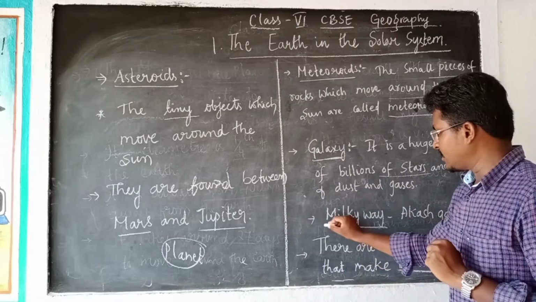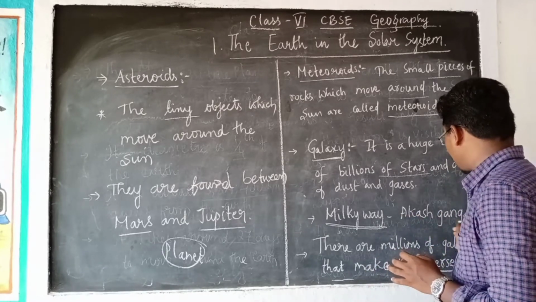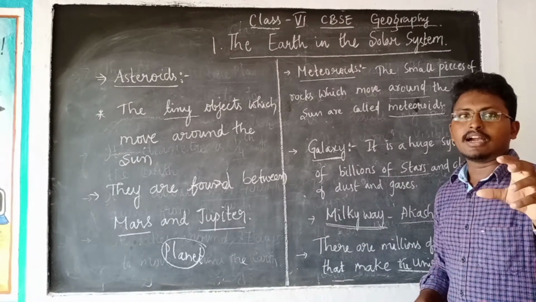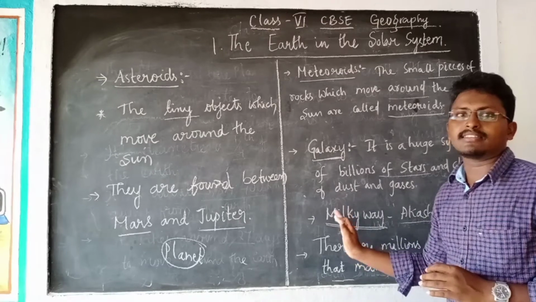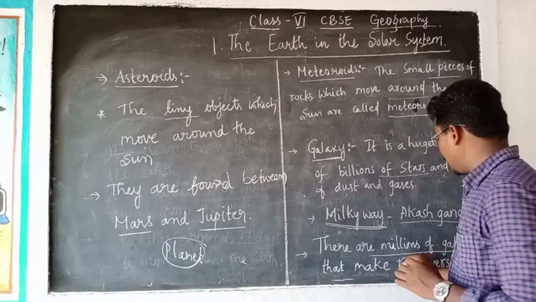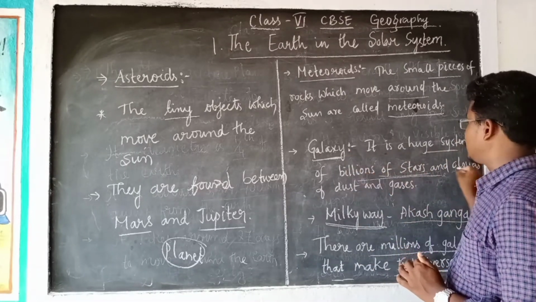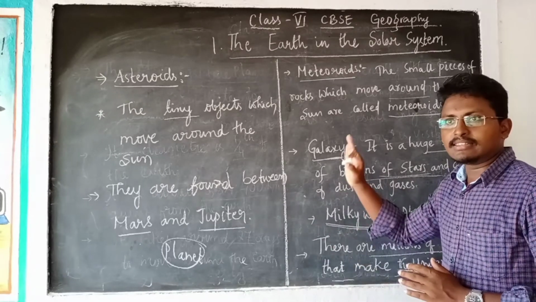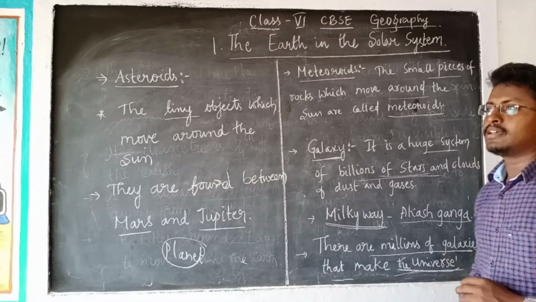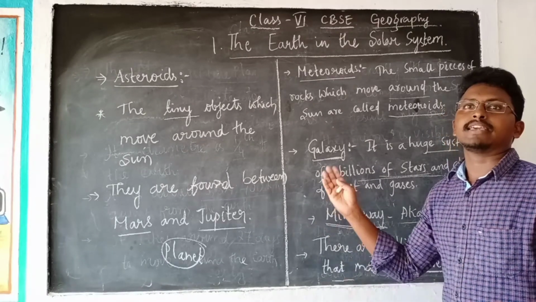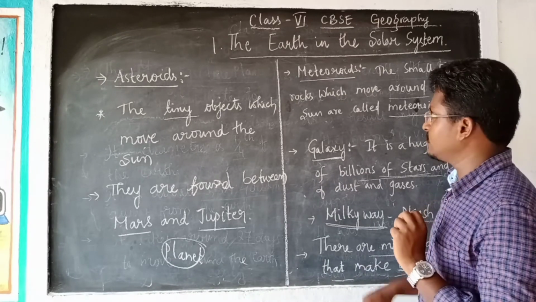That is the reason they have given the name Milky Way galaxy, which we Indians also call Akash Ganga. That means the Ganga flowing in the space. Like the Milky Way galaxy, there are millions of galaxies which make up this universe. Galaxy means billions of stars and clouds of dust, and there are millions of galaxies which make up the universe, and still no one knows the size of this universe. Scientists are still trying to find out interesting facts about this universe.